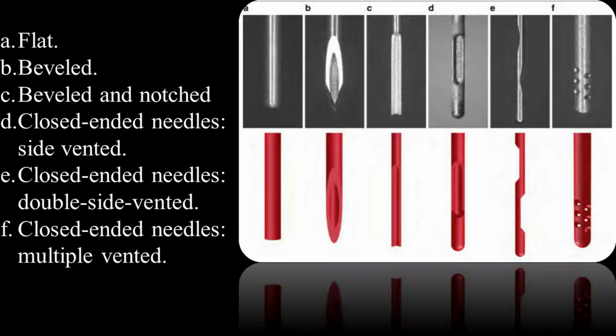Extrusion of sodium hypochlorite into periapical tissues can cause severe injury to the patient, and to avoid that we have to know a lot of things like type of needles which should be used during irrigation. Those are the types of needles used in endodontology during irrigation. A is flat, B is beveled, C is beveled and notched, D closed-ended needles but side-vented, E closed-ended needles double side-vented, F closed-ended needles multiple vented.